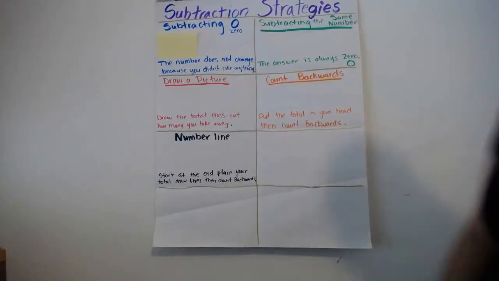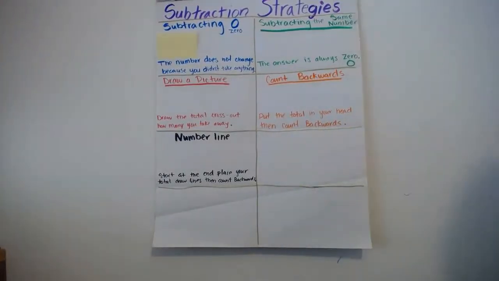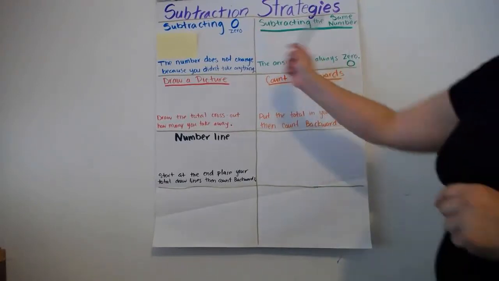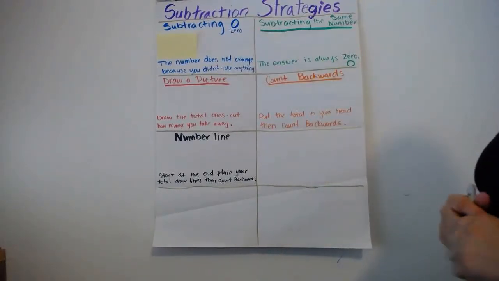Hello, first grade. Today we're going to be working on some strategies for subtraction. We're going to do two that are really easy and quick, so I don't think we're going to spend a lot of time. The first one is subtracting by 0.